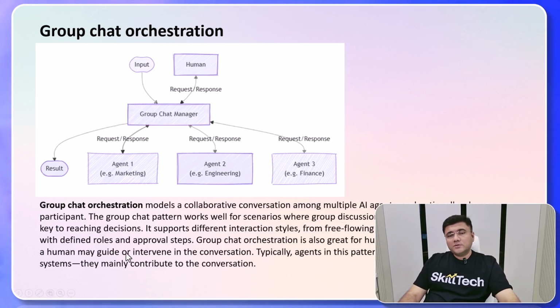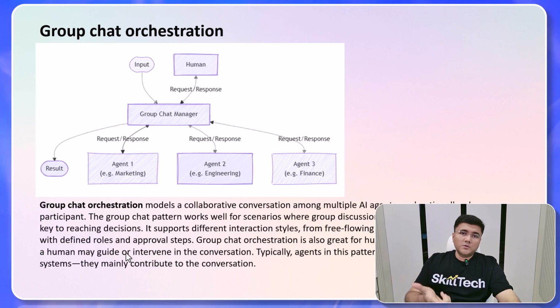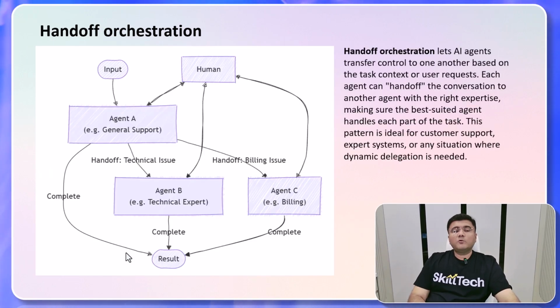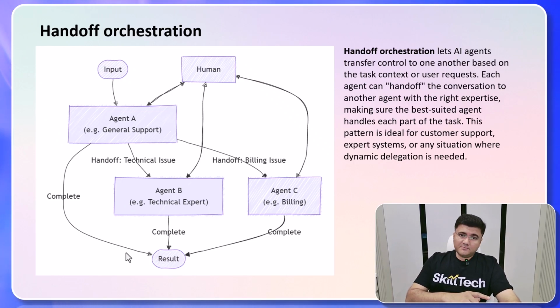Now, if you understood these three, sequential orchestration, concurrent or parallel, and the third one, which is group chat orchestration, it's time to move forward to the fourth one, which is handoff orchestration. Now, this is one of those orchestrations where people get confused with group chat actually. So I do not want you to get confused, and that's why have a look at this first.